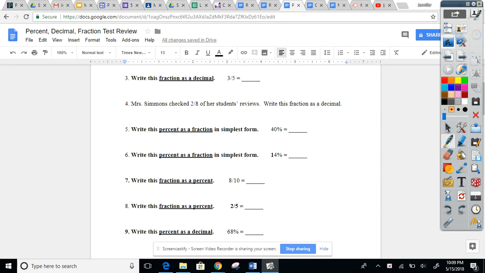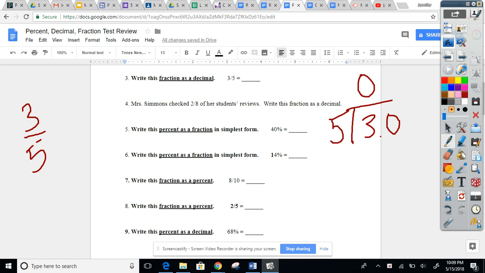Next one, number 3. Write this fraction as a decimal. Okay, so you have 3/5. How do I convert it to a decimal? What does the fraction bar mean to do? Divide. Okay, so my numerator is 3 and my numerator always goes inside the house. Will 5 go into 3? No, I will put it 0 times. I have to add a decimal and a 0. Go ahead and bring your decimal straight up so you don't forget it. How many times does 5 go into 30? 6 times. Okay, so write the fraction as a decimal. It would be 0.6, or 6/10.